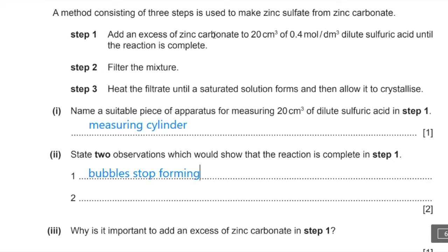Since zinc carbonate is in excess, that means all of the acid would be used up, but not all of the solid zinc carbonate would be used up. Some of the reactant would remain, and once the reaction gets completed, you'd see that no more of the solid, which is zinc carbonate, dissolves.